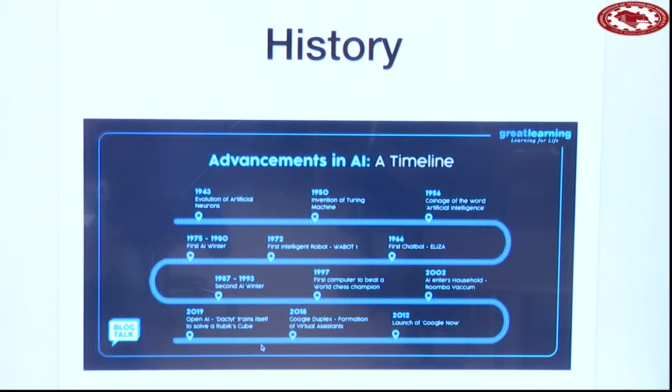Okay, so we have this history here, the evolution of artificial intelligence. Neurons in 1943, then in 1950 the invention of the Turing machine, then in 1956 the term artificial intelligence came into discussion. Earlier the term artificial intelligence was not there. Everyone was intelligent, naturally intelligent, right?